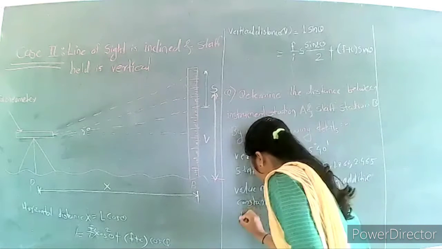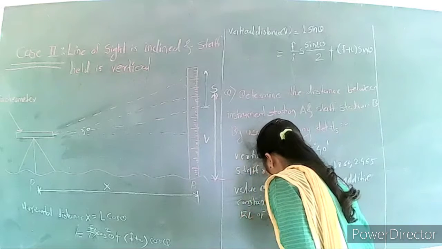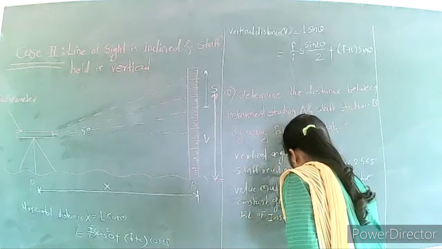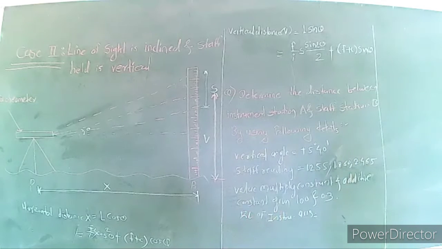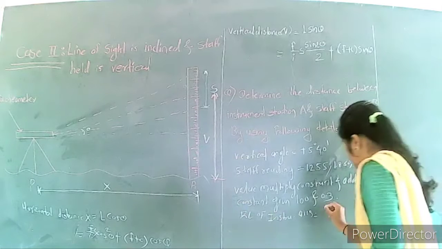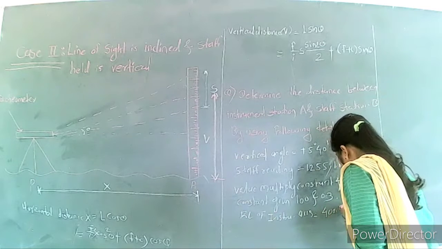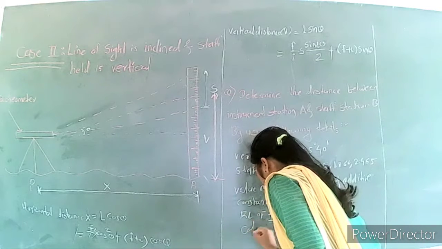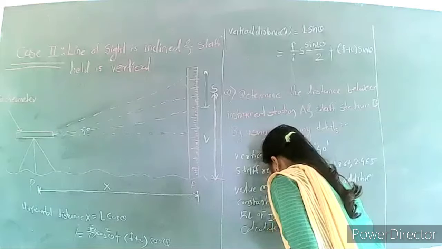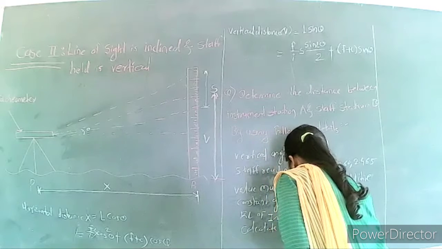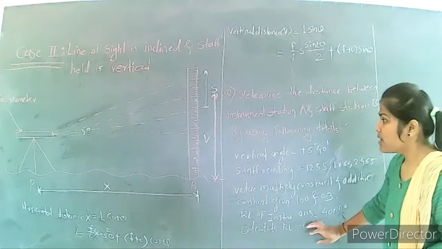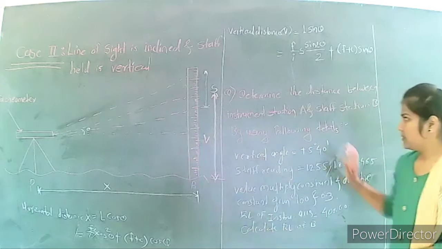Then the last given data is the RL of the instrument axis, and it is 400. Calculate the RL of B. From this given question, we have to first draw a figure.